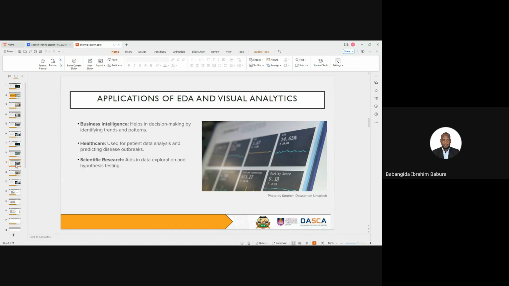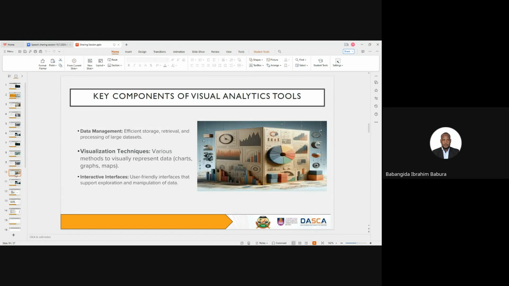If we move to the next slide, we have the key components of visual analysis tools. Okay, sorry, this slide is not supposed to be here. Move to the next slide, please.